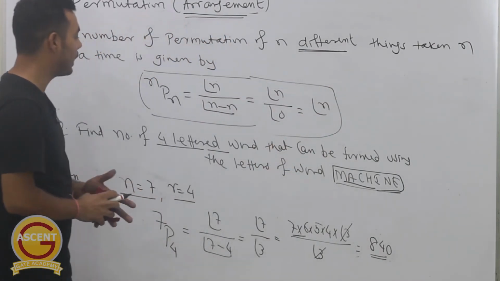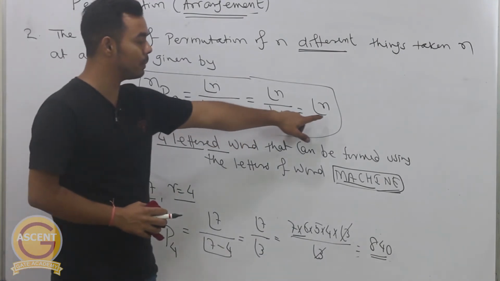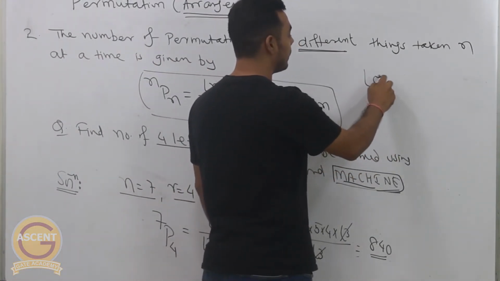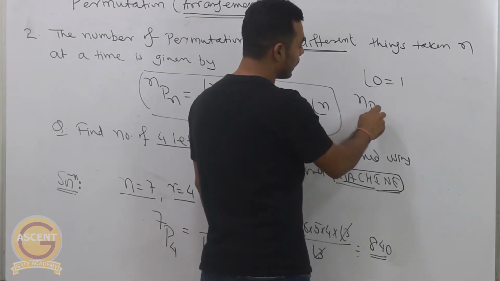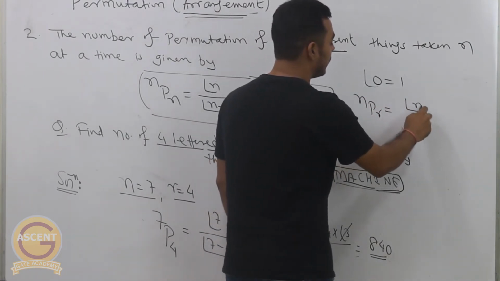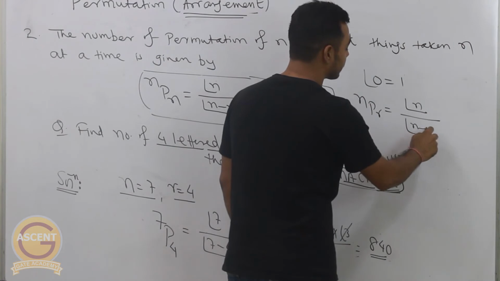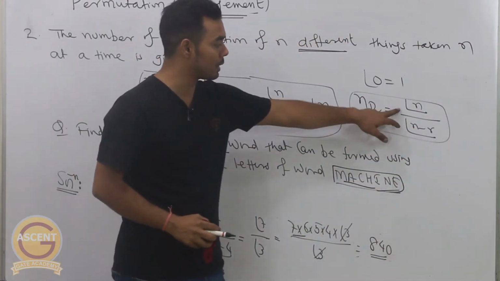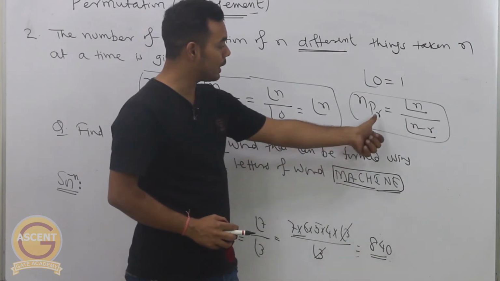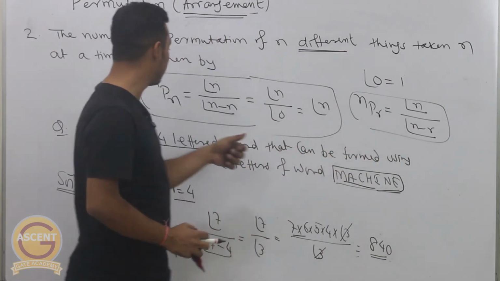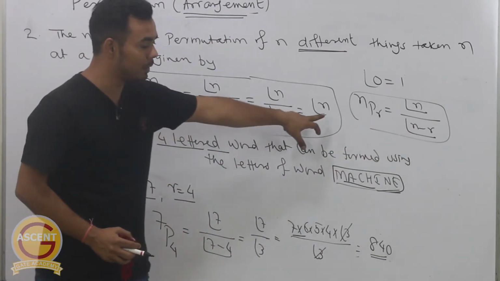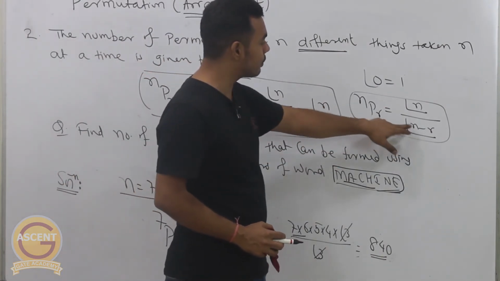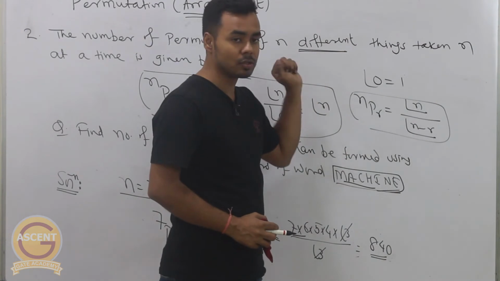So the number of ways to arrange n objects in n places will be simply factorial n. The value of factorial 0 is defined as 1 only to make this formula nPr valid when r is equal to n. We have seen that the formula for nPr is factorial n by factorial n minus r. Now when r is equal to n, nPn will be simply factorial n. So only to make this formula valid when r is equal to n, factorial 0 is defined as 1.